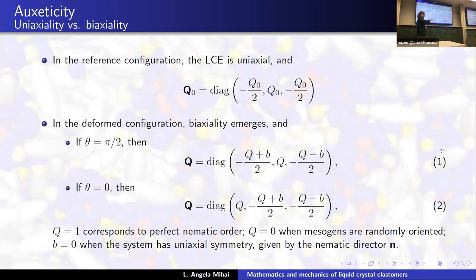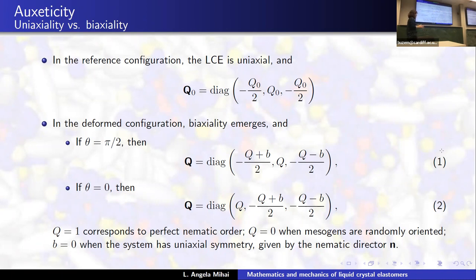Because the director, you remember N zero was 0, 1, 0. So on the second position along the diagonal is Q zero, and then the complementary components on position 1 and 3, so that the tensor is traceless.